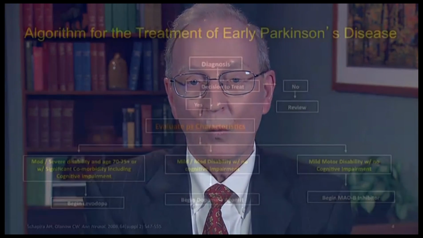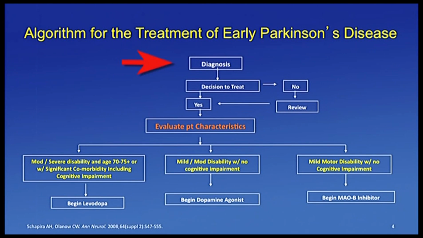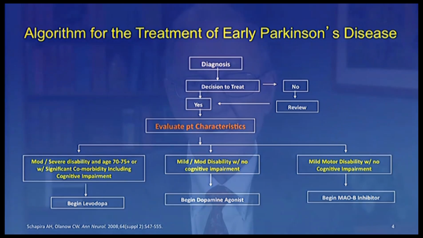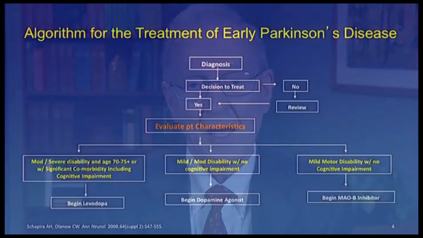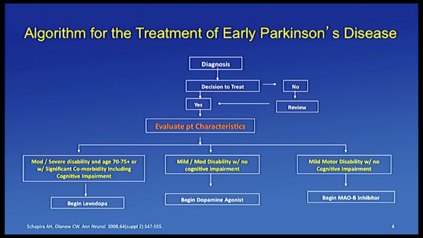We make the diagnosis as best we can, and that diagnosis is done on a clinical basis. There is really no marker at the present time. Once we have the diagnosis, we decide whether we're going to treat the patient or whether we're not going to treat the patient. In some patients that are very early and have no impairment or any reduction in activities of daily living, we decide just to watch and see the patient back at a later date. However, most patients today I treat very early.